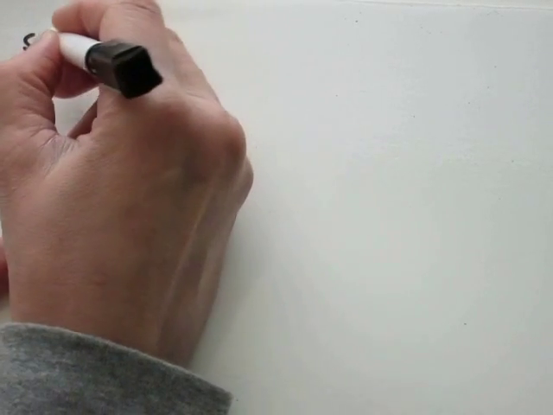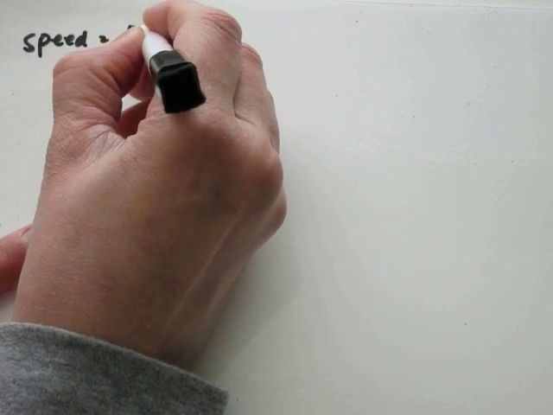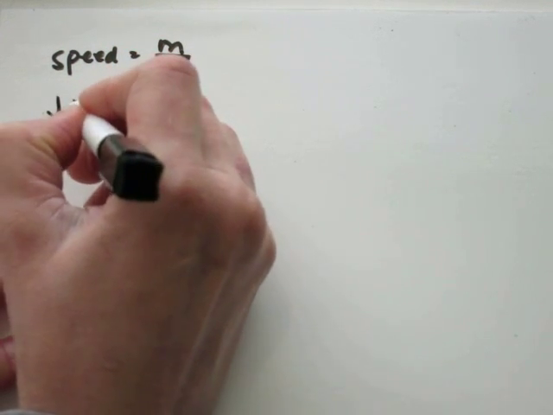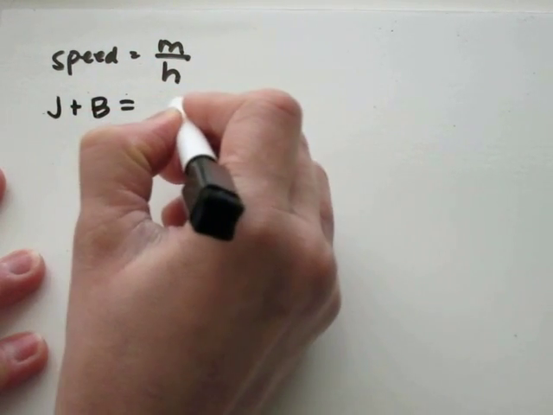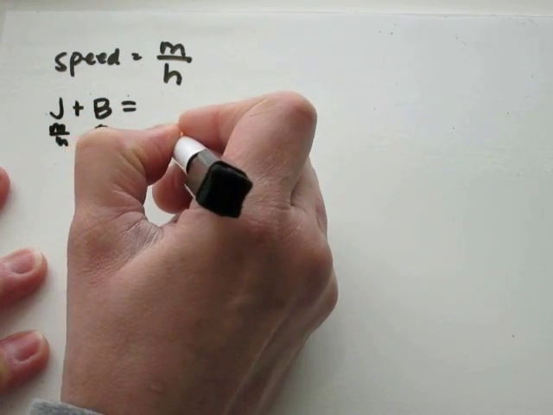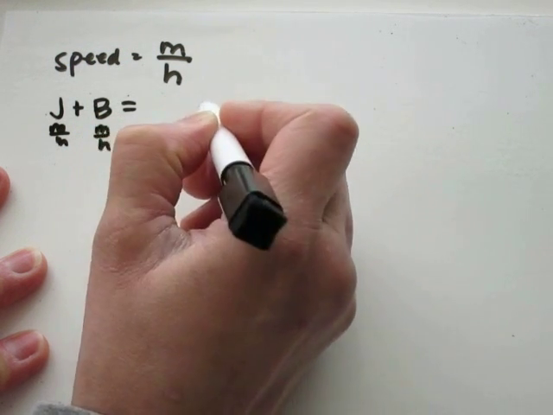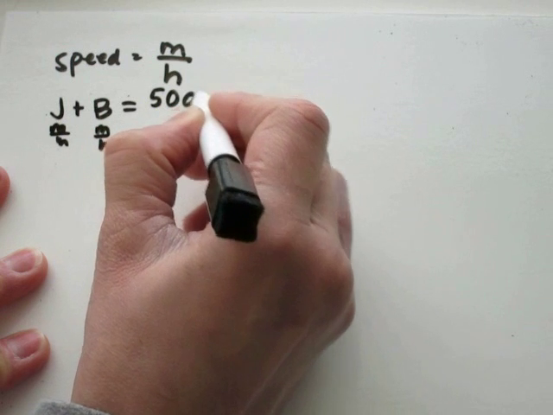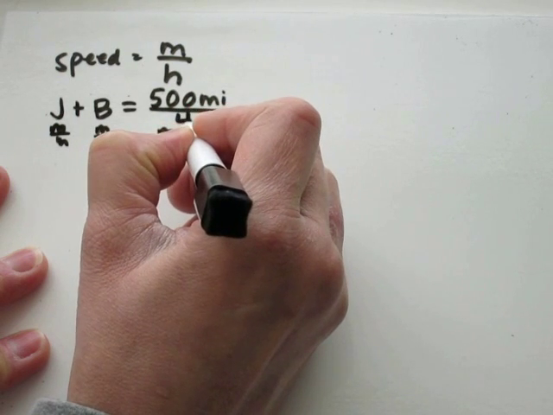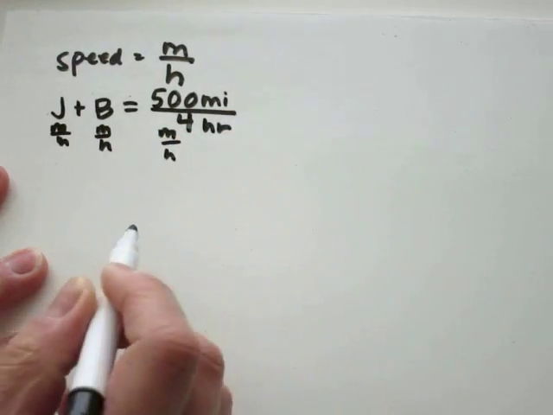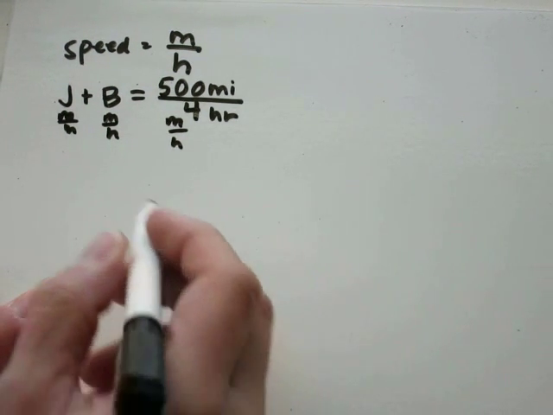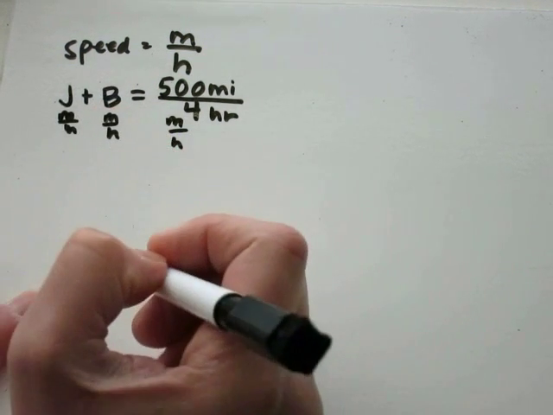You know speed is written in miles per hour. So we're going to have the speed of Jake plus the speed of Brian equals, this will be in miles per hour, and I want my final answer in miles per hour. The problem tells us they are 500 miles apart and it takes them 4 hours to meet. So miles per hour. Everything is going to have the suffix miles per hour, so I've got everything set up correctly. I need to figure out the speed of each individual.